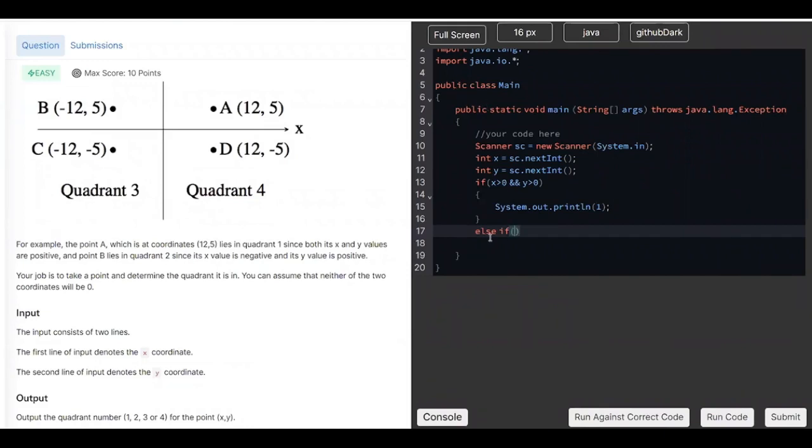So guys, when will I come to line number 17? I have ruled out the fact that the point is in quadrant 1. क्योंकि अगर मेरा point quadrant 1 में होता ना, then this condition would have been true and I wouldn't have come to this else if. So I know now that the point is not in quadrant 1.